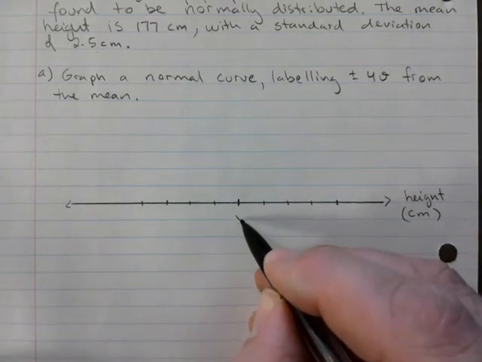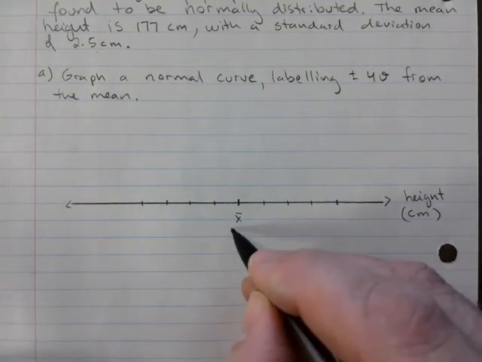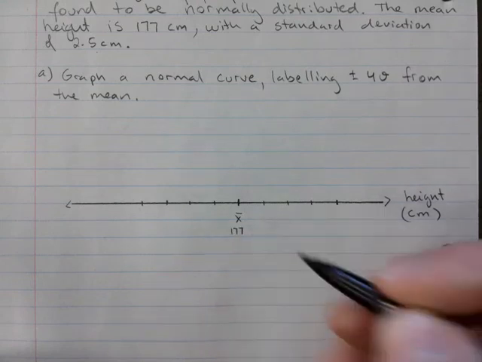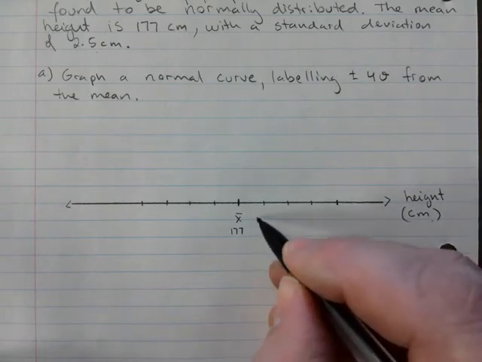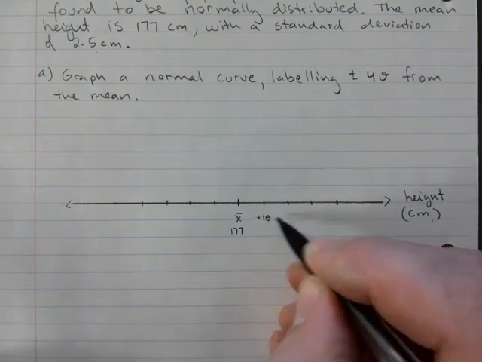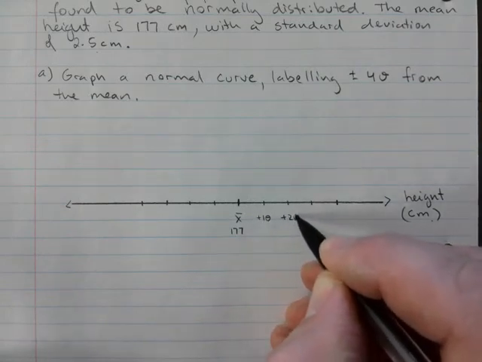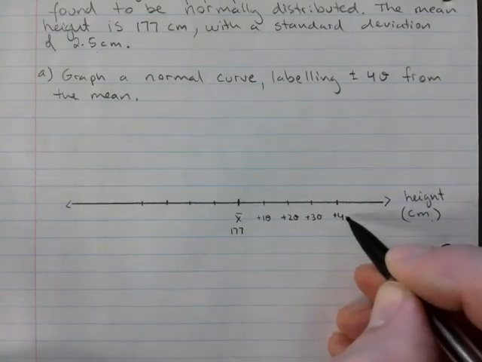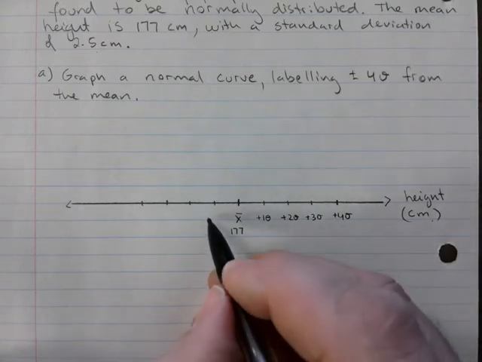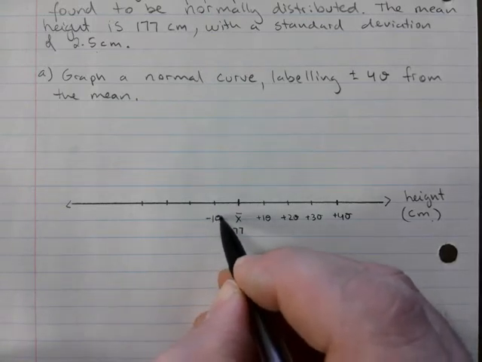And so this is my average, which is 177. We know that it's in centimeters. I don't need to write the units down because I've done that already. Okay. We know that here I'll have 1 standard deviation. This will be plus 2 standard deviations, plus 3, plus 4. So to the right you add, to the left you will subtract.